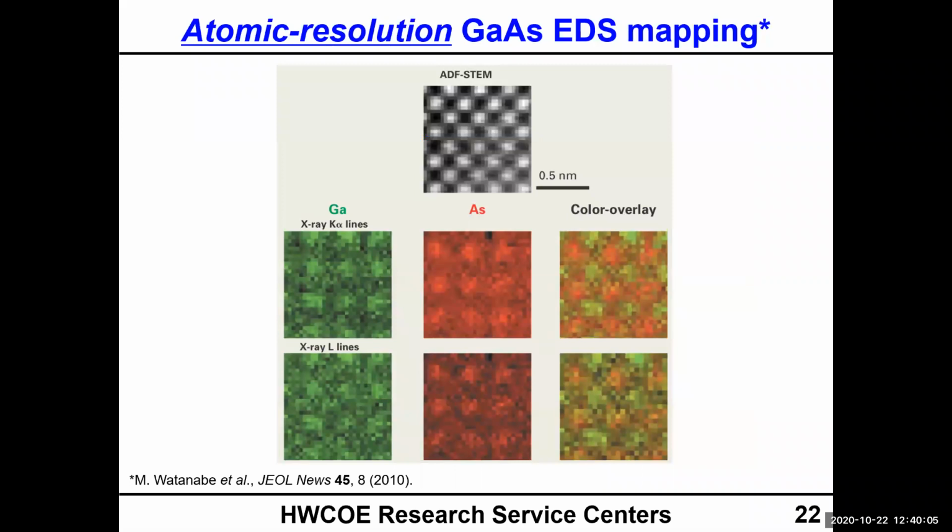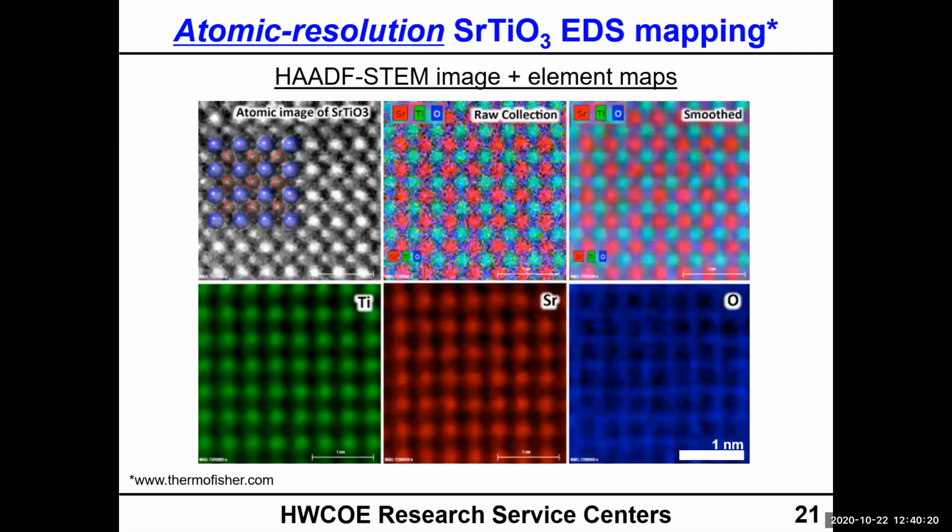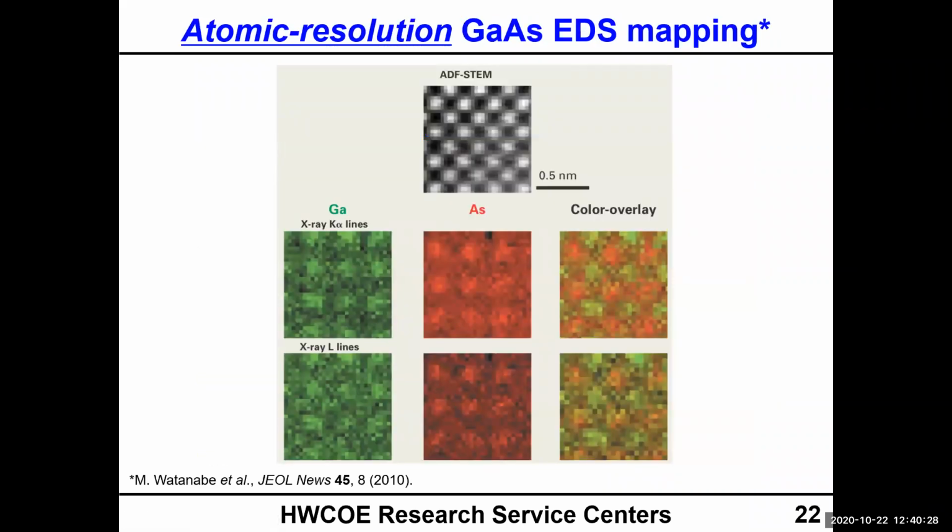Here's another example of this. So this is a different material. This is gallium arsenide. Gallium arsenide is interesting because the gallium and the arsenic are not very different in Z. So if you look at the STEM image, you're not going to see a lot of contrast. Like in contrast here, you see the difference between the strontium and the titanium oxygen columns very clearly, but you really don't see that here in the STEM image of the gallium arsenide.